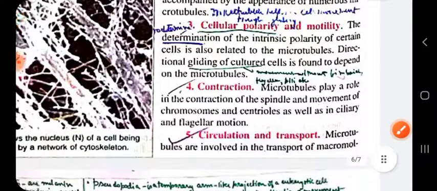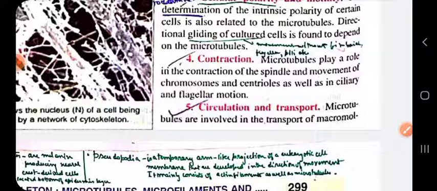The cilia and the flagella, which help cells to move, including bacterial cells, are also made up of microtubules. So microtubules also help in movement.